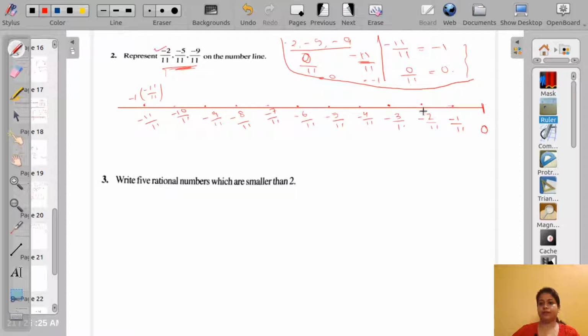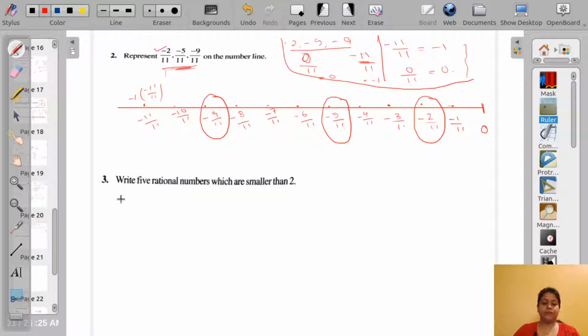Okay, which numbers do we have to circle? Minus 2 by 11, let us make a circle over here. Next is minus 5 by 11. Then minus 9 by 11. So we have got the result. It's very easy.